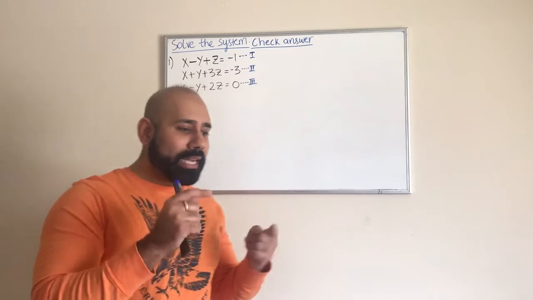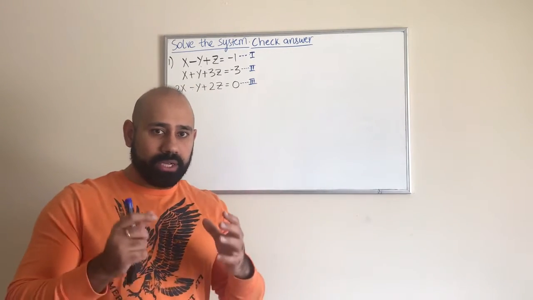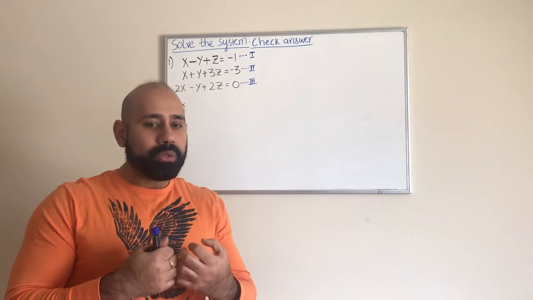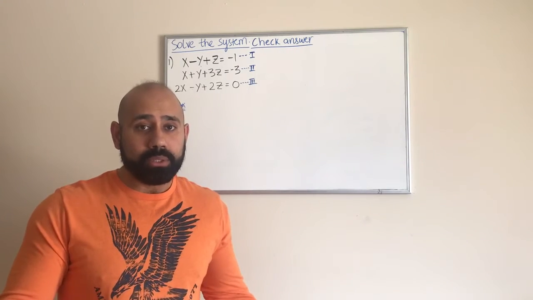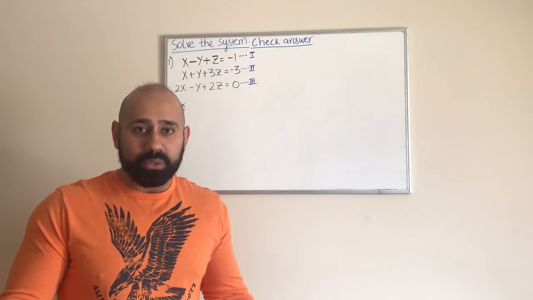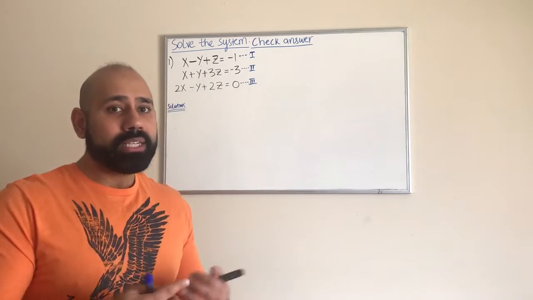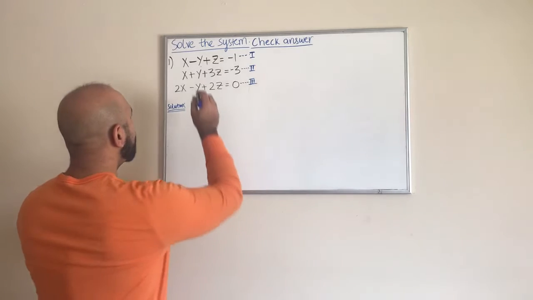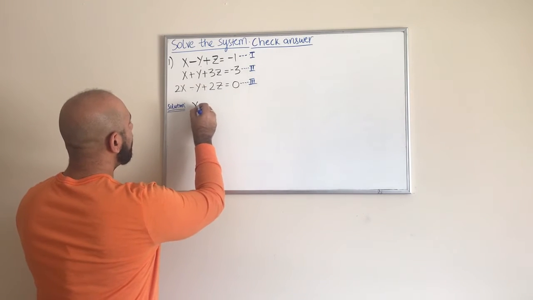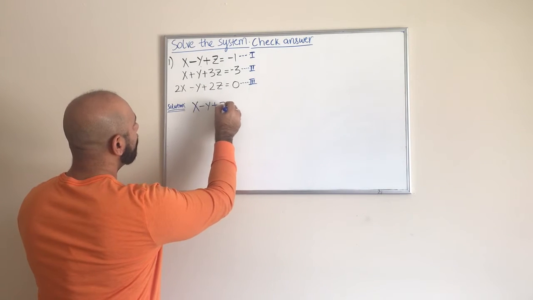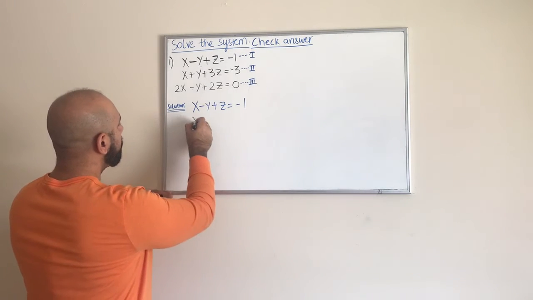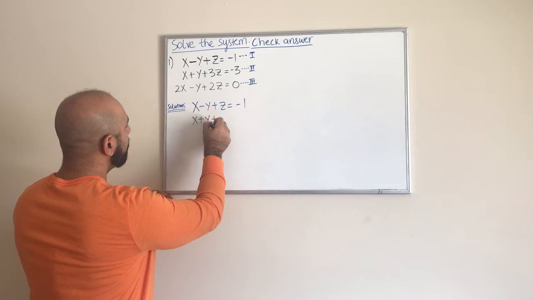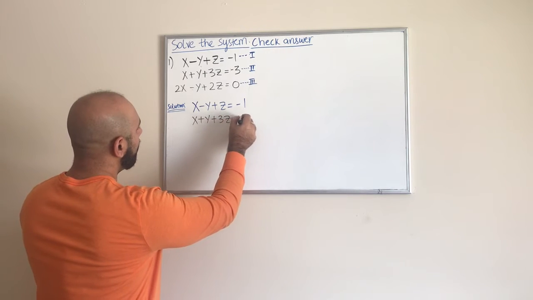Okay, so guys, the key concept that one has to focus on and try to understand is how to transform a 3 by 3 system into a 2 by 2 system, and then we know how to solve a 2 by 2 system. So let's go ahead with exactly what we talked about. I'm going to bring equations 1 and 2. So it's x minus y plus z equals -1, and then I'm going to write equation 2, x plus y plus 3z equals -3.